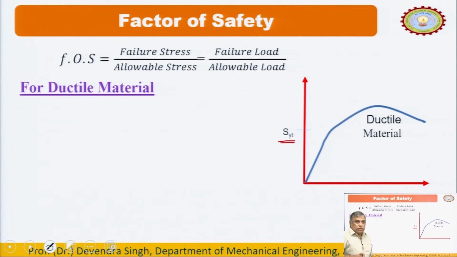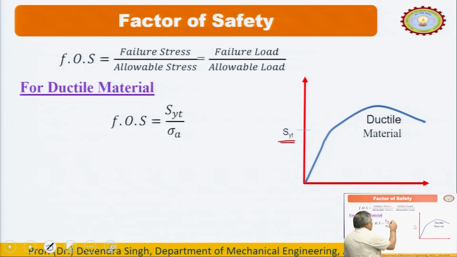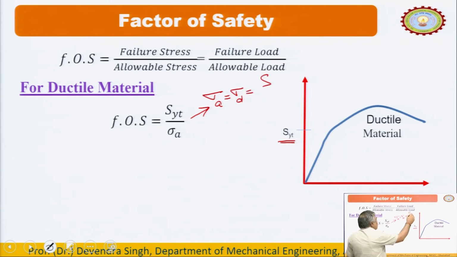So, for this, failure stress is S_yt, and if allowable stress I denote by sigma_a, then factor of safety mathematically is S_yt upon sigma_a. I can decide the allowable stress, the failure stress upon factor of safety, that is the allowable stress. Design stress we need to calculate for the design purpose. So, from this formula we generally find out the allowable stress, or sigma_d, the design stress, which is equal to S_yt upon factor of safety, right.